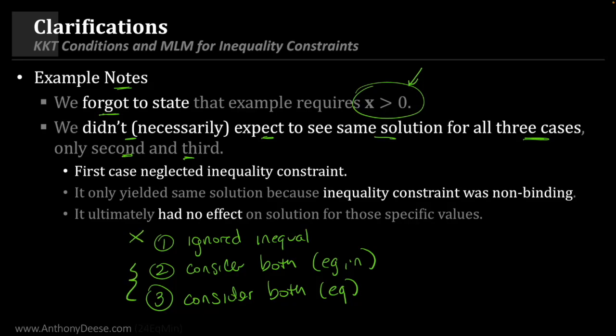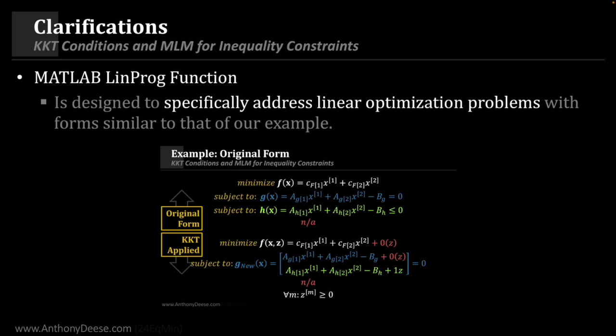The reason why all three matched was because the inequality constraint was ultimately non-binding, and so it didn't have an effect on the solution. So we ended up with the same solution for all three of those cases. But you cannot ignore the inequality constraint always and expect to get the same solution.